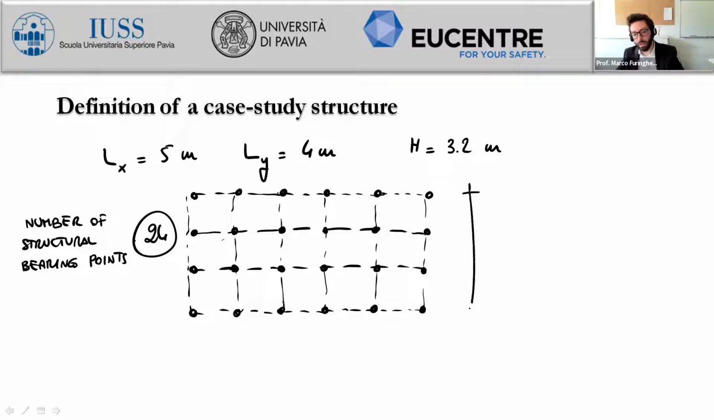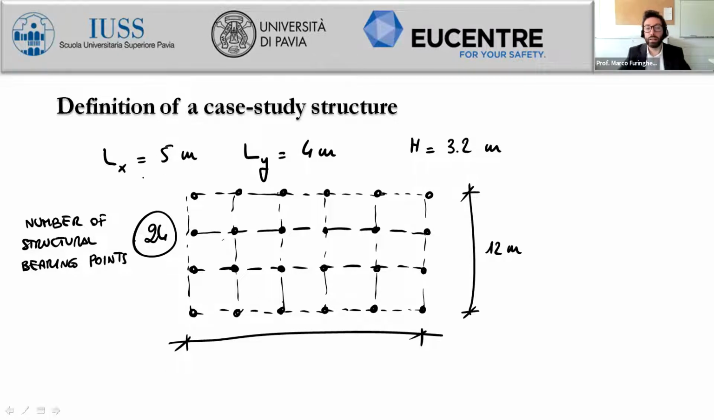And according to these, we can also define, as I mentioned before, the maximum horizontal sizes of the building. So we have the span length along Y of 4 meters. We have 4x3 because we have 3 spans, so we have 12 meters along the Y direction, whereas we have 5 spans of 5 meters length, and so we have 5 by 5, 25 meters. So approximately the size along the x direction is approximately double the size along the y.